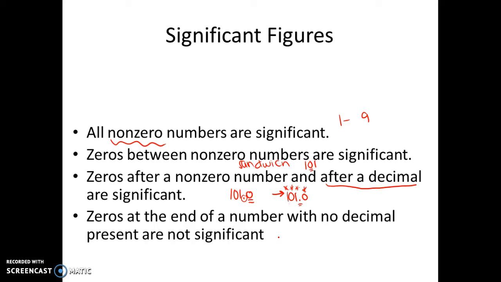Zeros at the end of a number with no decimal present are not significant. So if I have the number 1,000 and there's no decimal point, these zeros are not significant. If we use the Atlantic Pacific rule, Atlantic means that we have no decimal. The decimal is absent, A and A, and this is our only significant figure. It's the only one that indicates the accuracy of what we know to be true about our measurement.